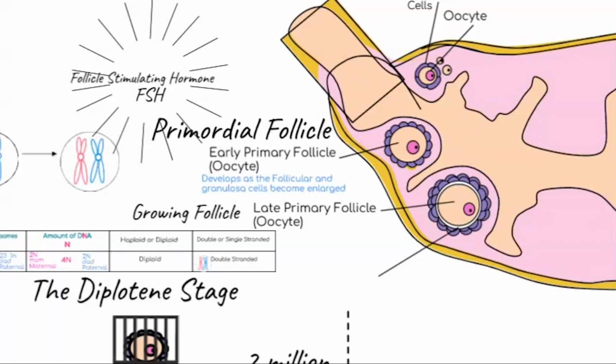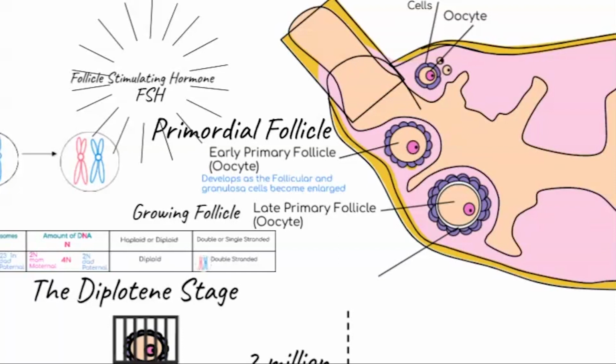All right, so we went from what? We went from primordial follicle to a growing follicle to a primary ovarian follicle or just primary follicle. With me so far? Mm-hmm.